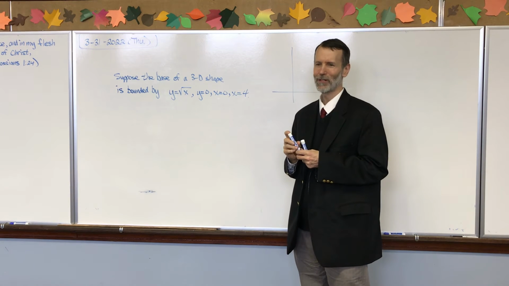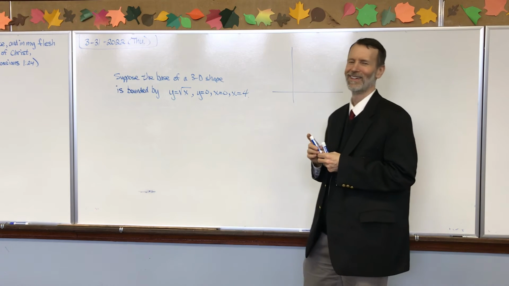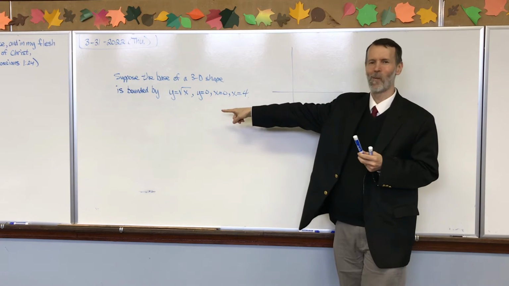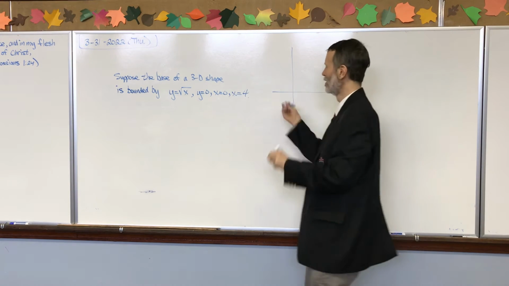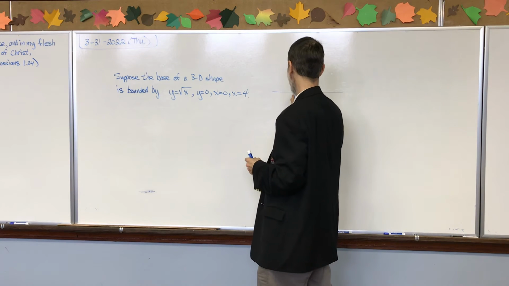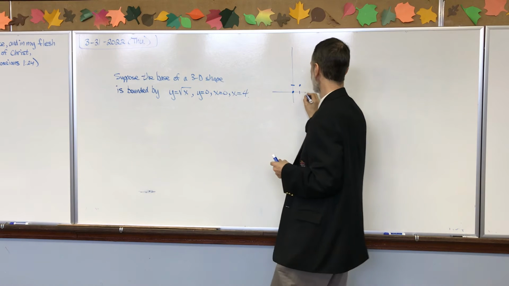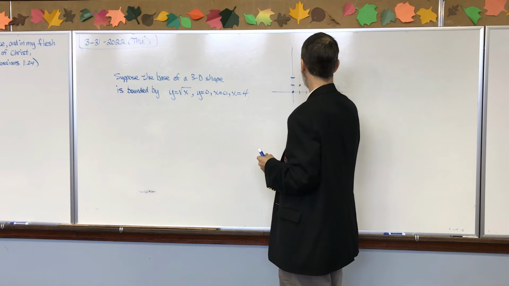Y equals radical x. Can somebody help me graph that? We've done that a lot. Well, I would start at 0, 0. Then I would go to 1, 1. Then I would go to 4, 2. And that's as far as we need to go.